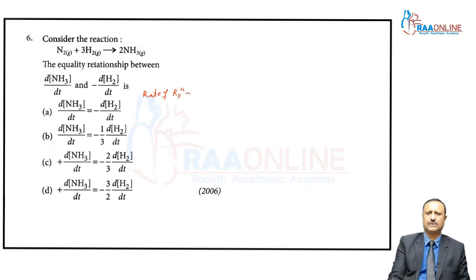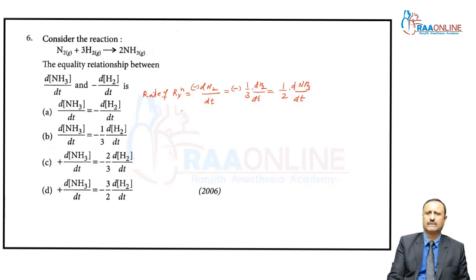Here rate of reaction is equal to minus dN2 upon dt. This is a minus sign. Here this minus sign is placed for hydrogen, minus 1 upon 3 dH2 upon dt. Here you can place 1 upon 2 into dNH3 upon dt. Now my dear students, we can see the relationship. He wants ammonia and hydrogen.